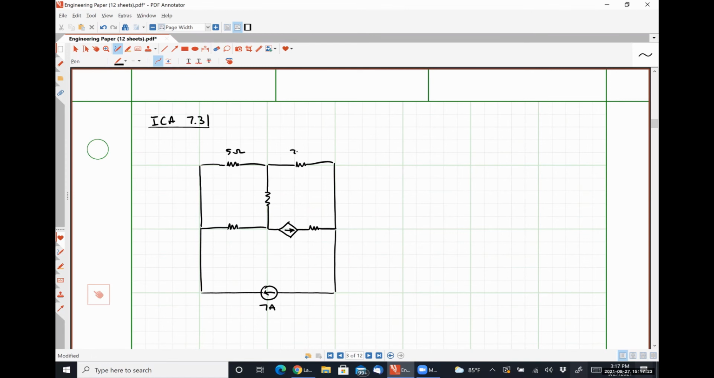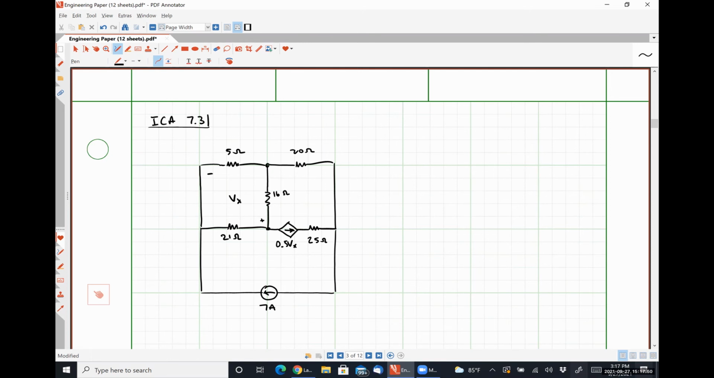All right, so we have our 5 ohm resistor, our 20 ohm resistor, our 16 ohm resistor up here, 25 ohm resistor down here, 21 ohm resistor. This is a 0.5 Vx source, where Vx is defined to be the voltage between these 2 points in the circuit.